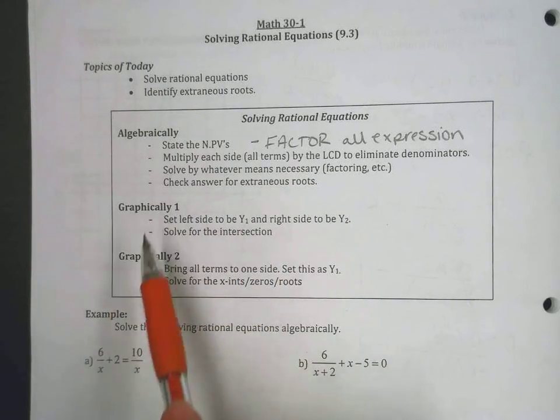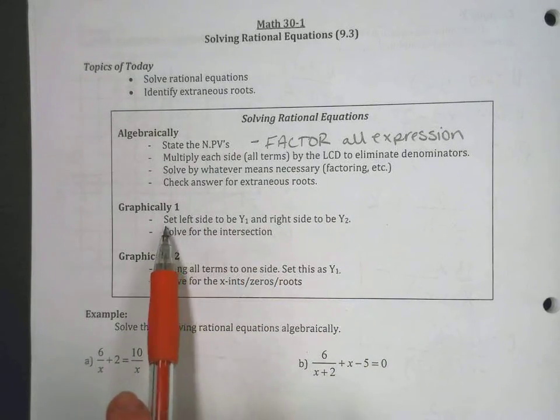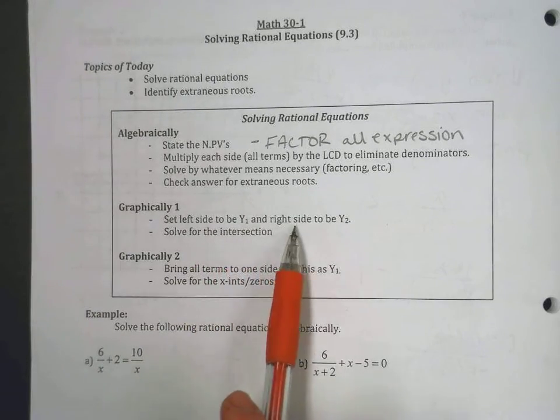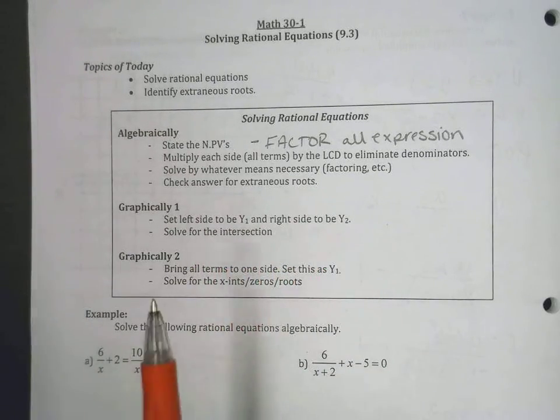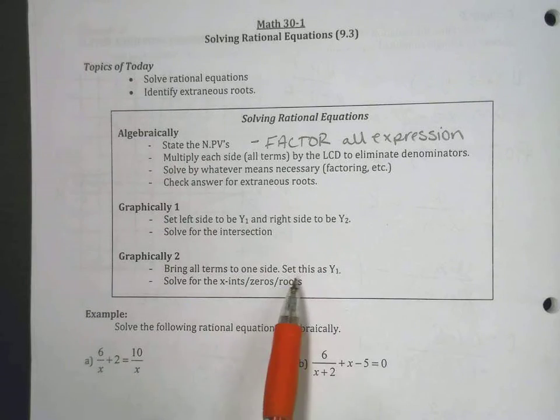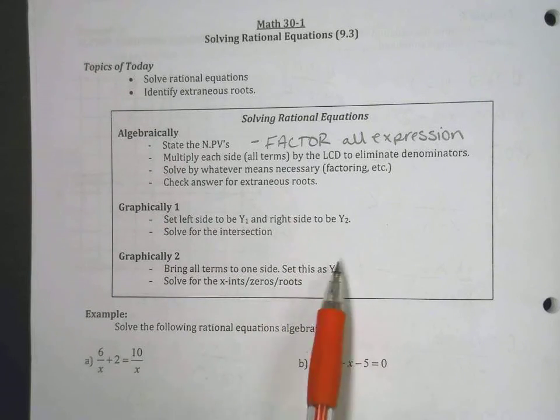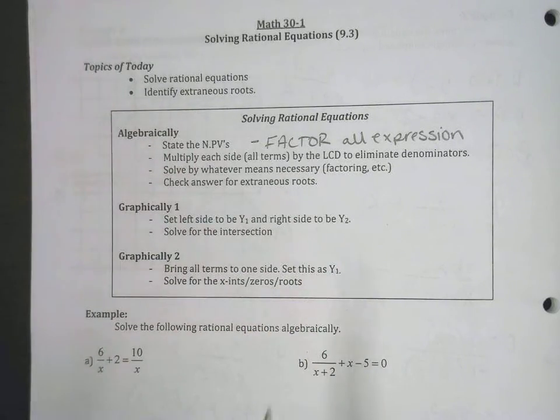And then graphically, there are two possible ways to solve this. Set the left side to be y1, the right side to be y2, and then solve for the intersection. Or you could bring all terms to one side, set this as y1, and then solve for the x-intercepts, the zeros, or the roots. These all mean the same thing.